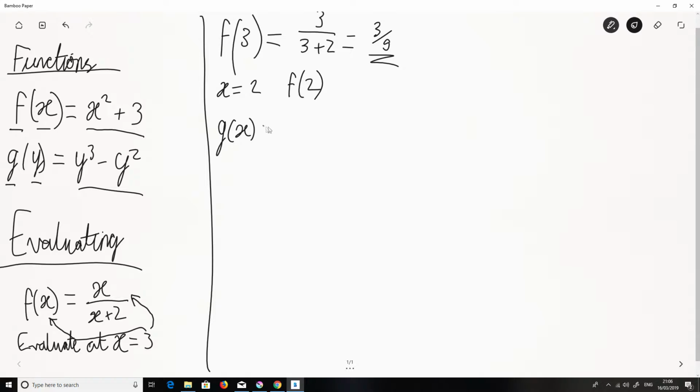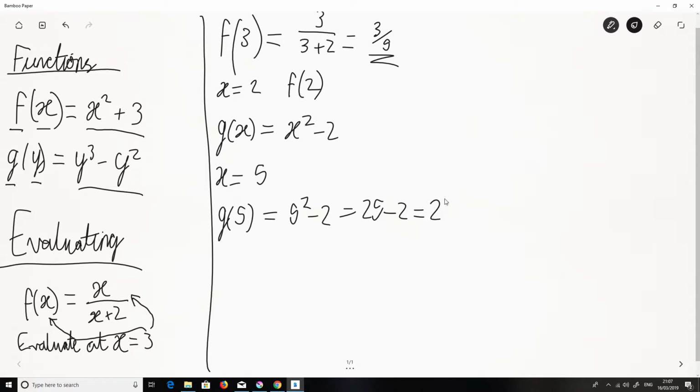So we'll say g of x is equal to x squared minus 2, and we'll evaluate this function at x equals 5. For this function, we take that x and sub it in here, so we get g of 5 equals 5 squared minus 2, which equals 25 minus 2, and that equals 23. And that's the function evaluated at that value. So this is quite a quick, simple process.